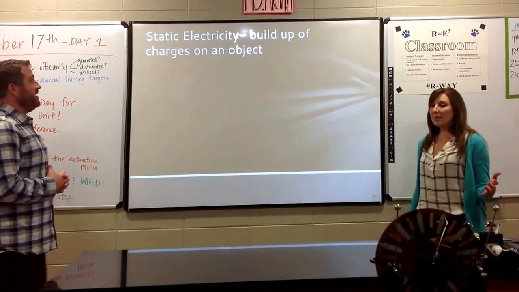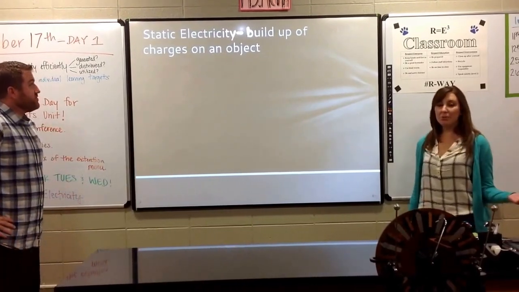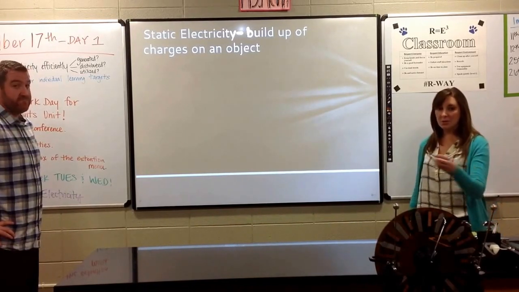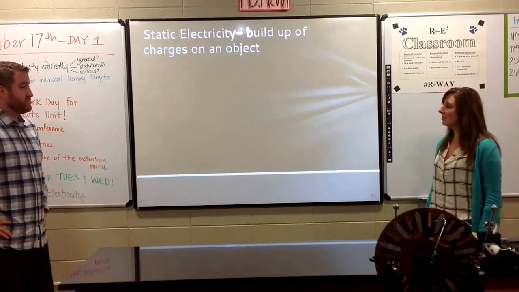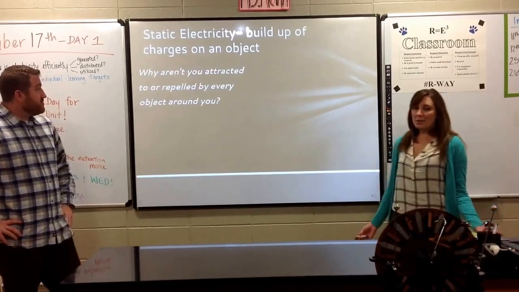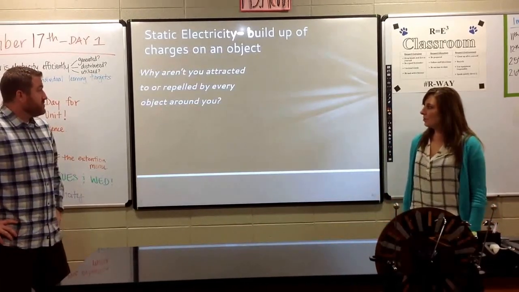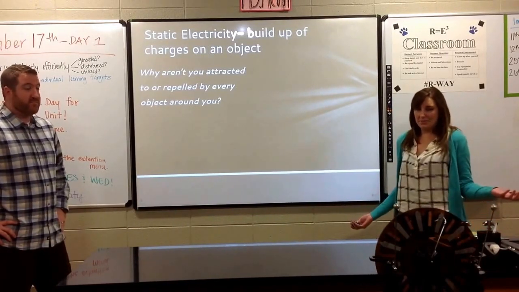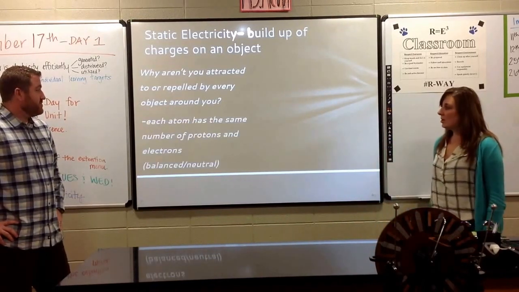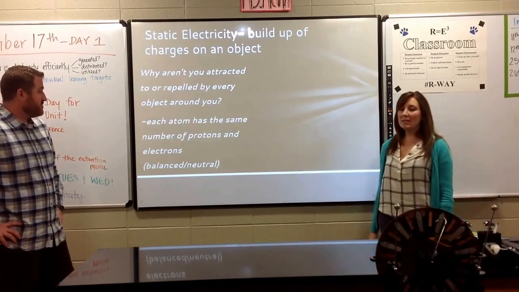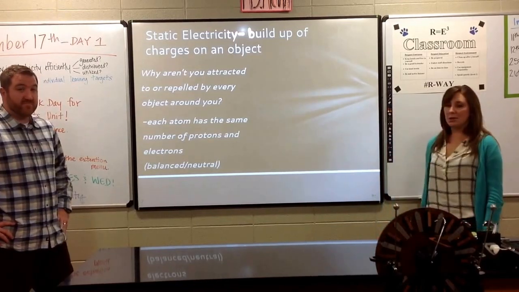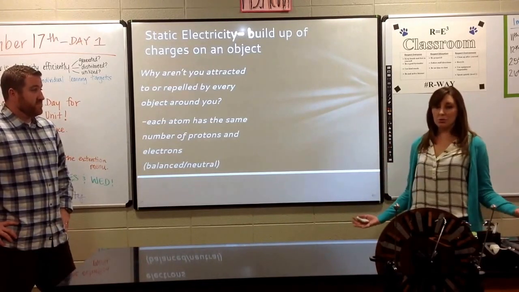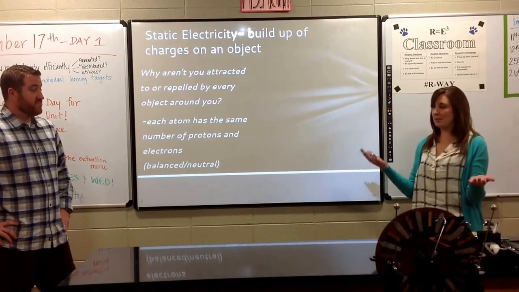Alright, so this unit is about static electricity, which is the buildup of charges on an object. In other words, those electrons that we're going to be focusing on, because those are the ones that we can transfer from object to object. So here's a question. Why aren't you attracted to or repelled by every object around you if all of our atoms are made up of these different electric charges? The answer to that is that each atom has the same number of protons and electrons. So everything around you, including ourselves, we are balanced or neutral. If we have the same number of positives and negatives, they just cancel out.